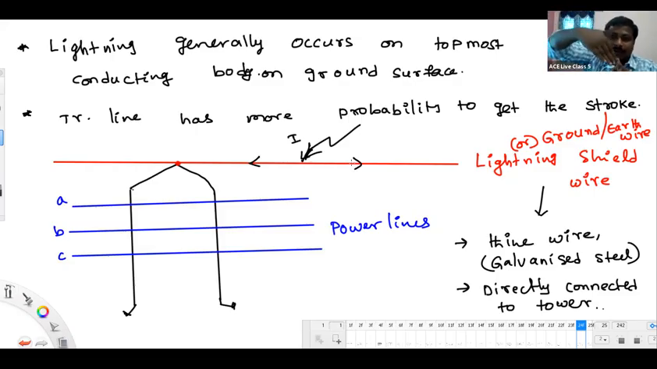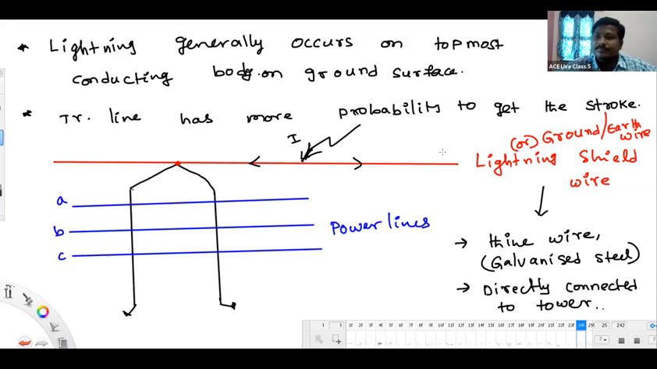Lightning attacked on the ground wire. Current divided into two parts. One part is flowing like this, other part is flowing like this. Means simply what I can say is the ground wire is carrying some very large amount of current. Because of this current, it will produce a magnetic flux.